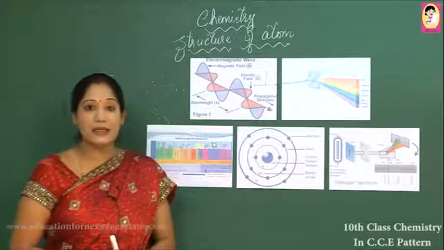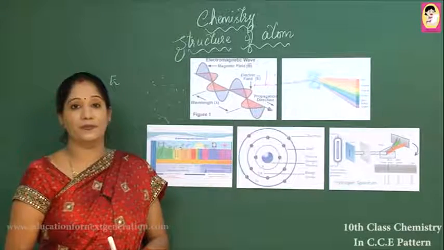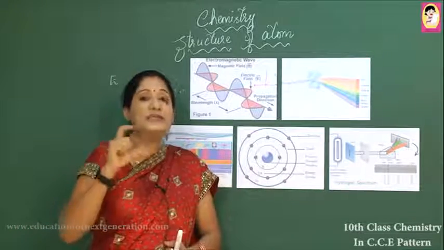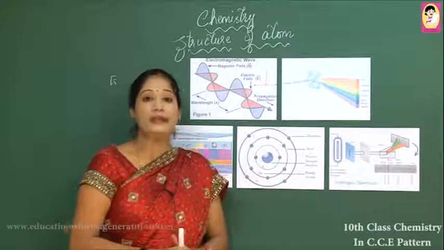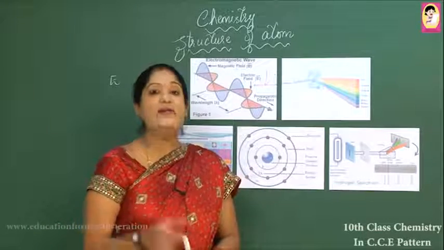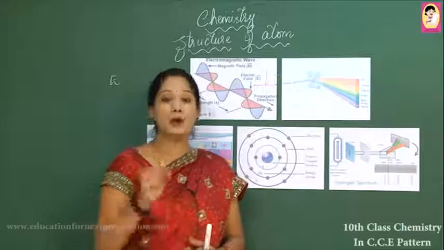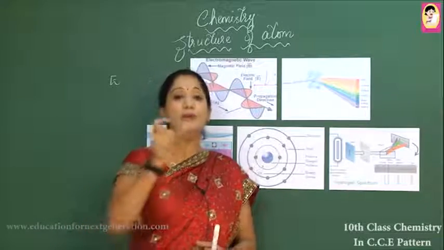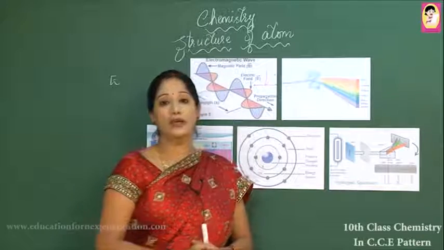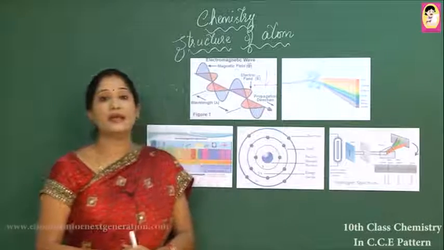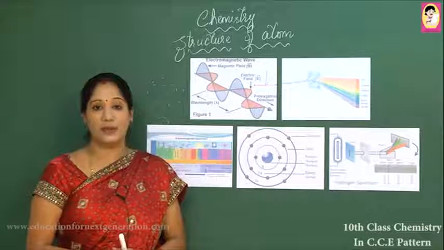Those energy packets are called quanta. Because each energy packet possesses some fixed amount of energy, this is called energy being quantized. Why is it called quantized? Because each packet or bundle of energy possesses a fixed, definite amount of energy. That is why it is called energy is quantized.